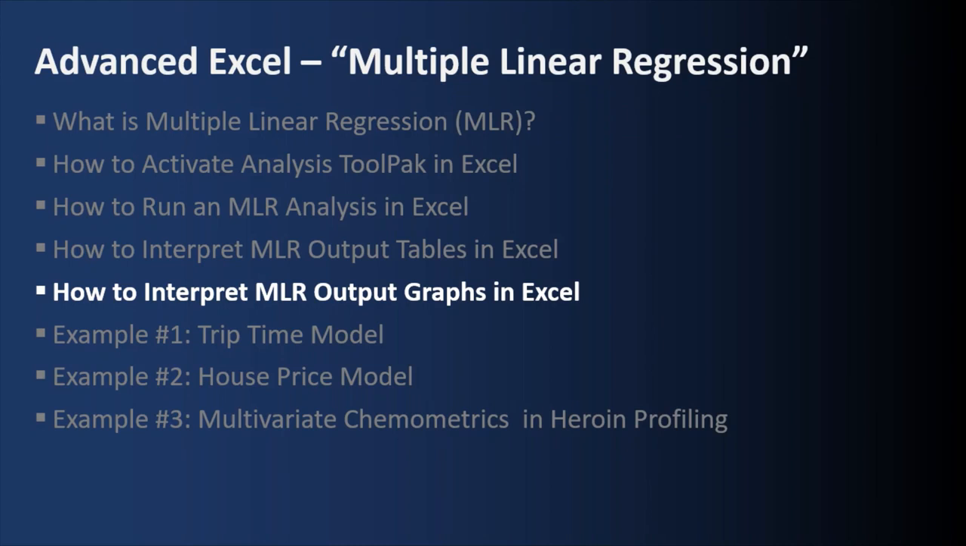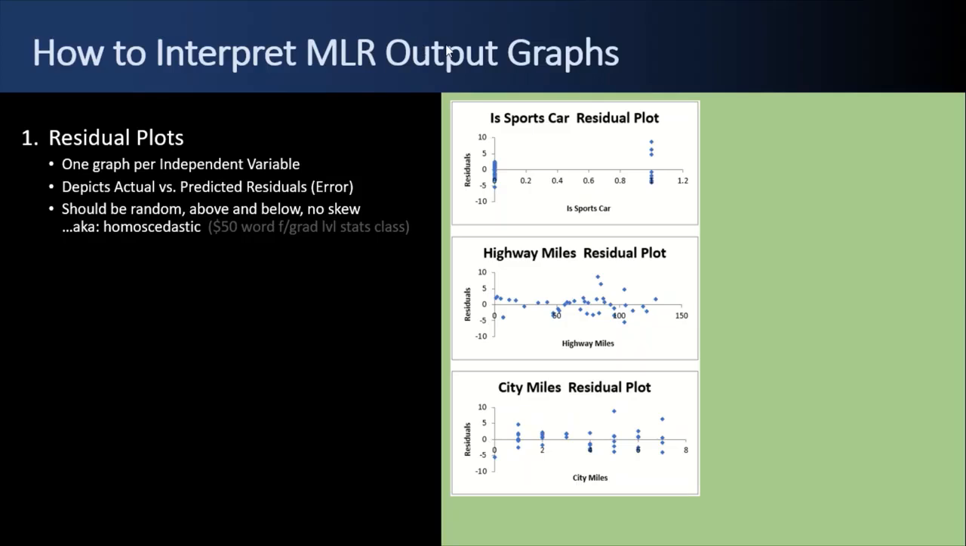Next up, how to interpret MLR output graphs in Excel. So the first MLR output graph that we're going to learn to interpret is the residual plots. In my example, there are 3 of them, because there's one residual plot graph per independent variable. So X1 is sports car, one independent variable. X2, highway miles. X3, city miles. That's my 3 independent variables, and there's one graph per.